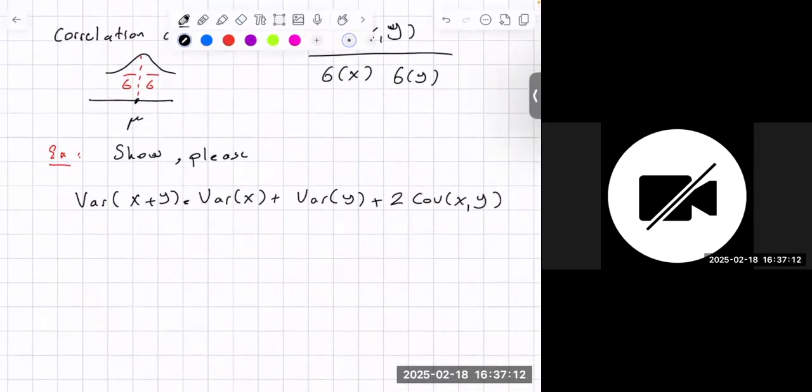Let me maybe start plugging in the definitions. You don't have to look at what I'm writing. I'm just going to write the definitions.